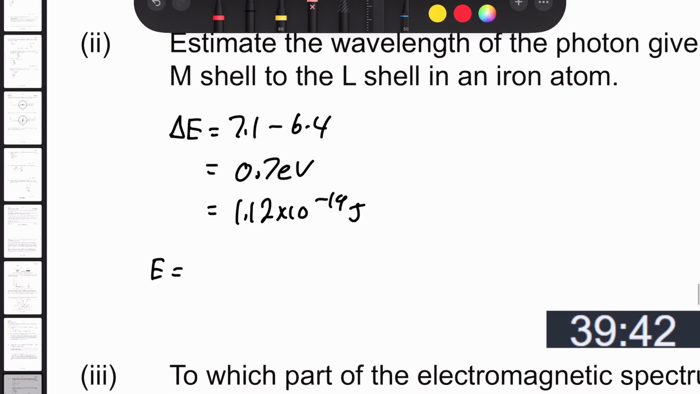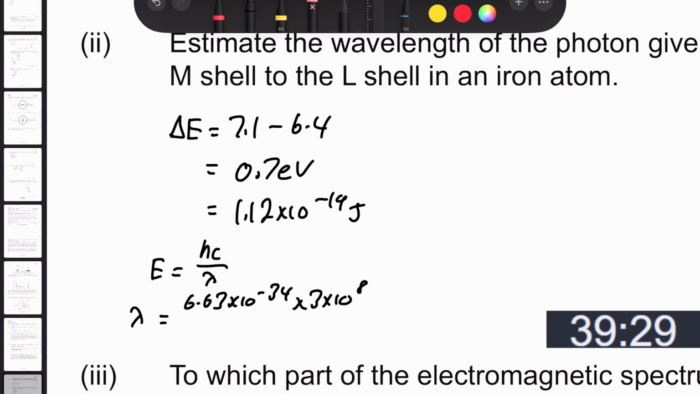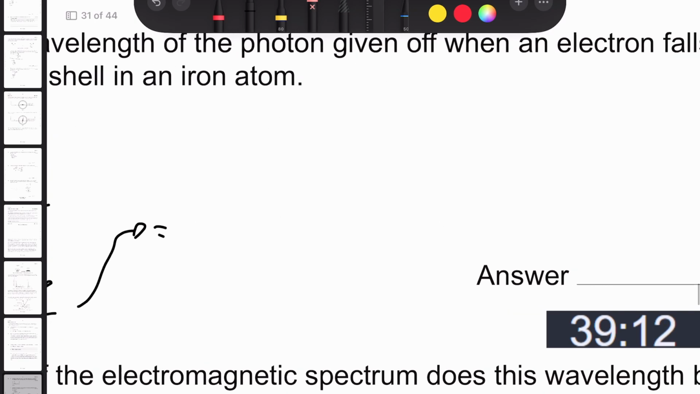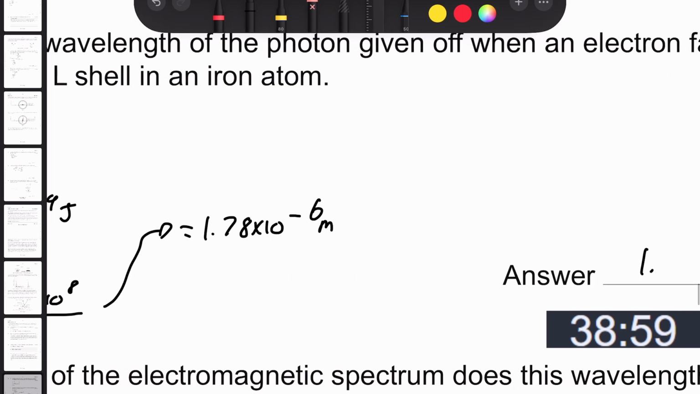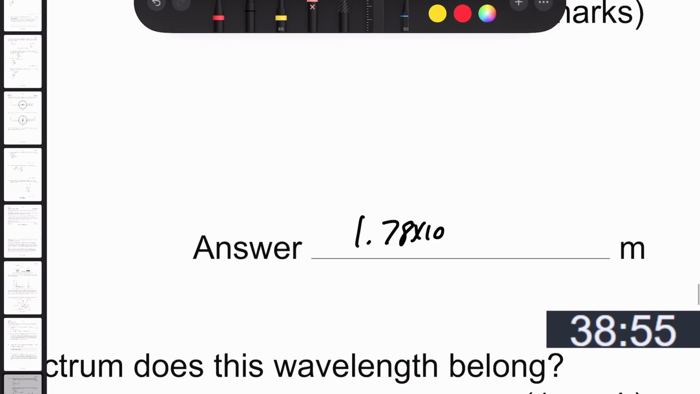So then E equals hc over lambda. Lambda is going to equal 6.63 times 10 to the negative 34 times 3 times 10 to the 8 all over 1.12 times 10 to the negative 19, which is going to equal 1.78 times 10 to the negative 6.